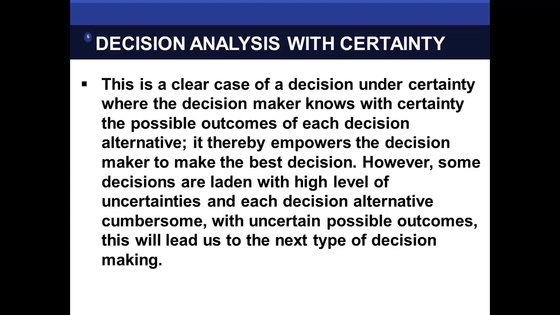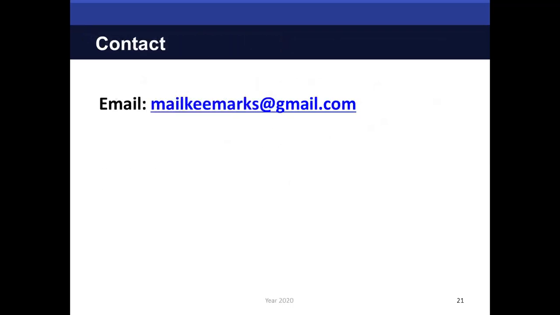However, some decisions are laden with a high level of uncertainties, and each decision alternative is cumbersome with uncertain possible outcomes. This will lead us to the next type of decision making, as we move into the next course and discuss with more examples.